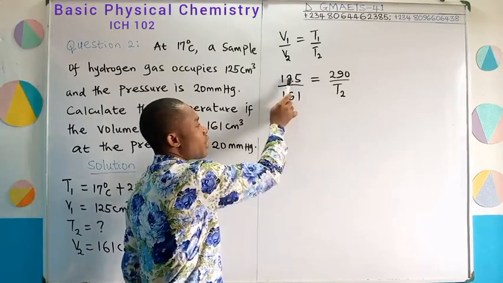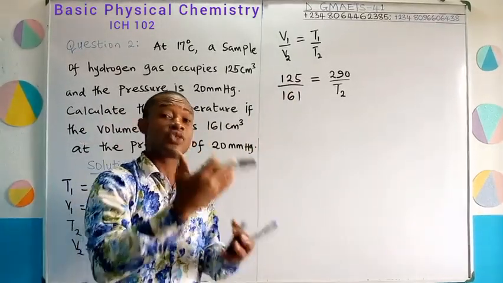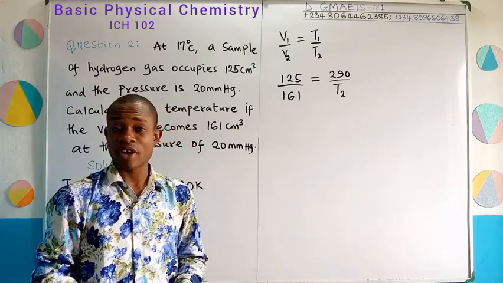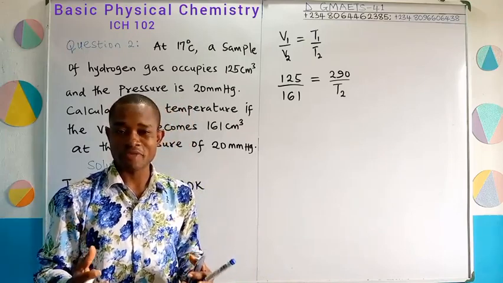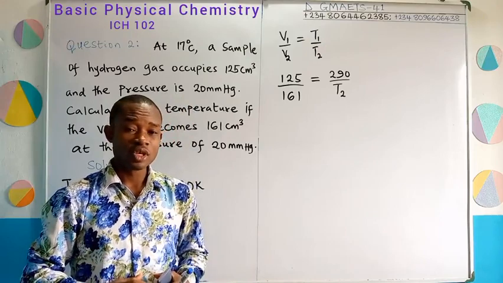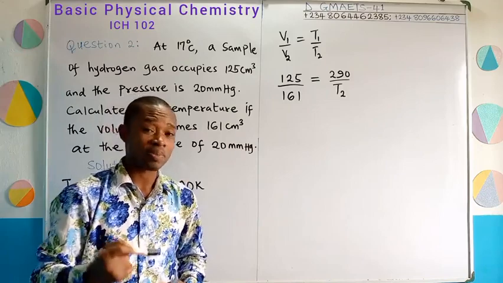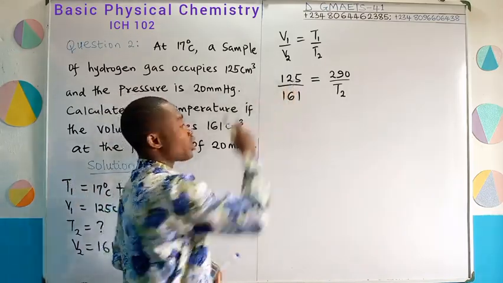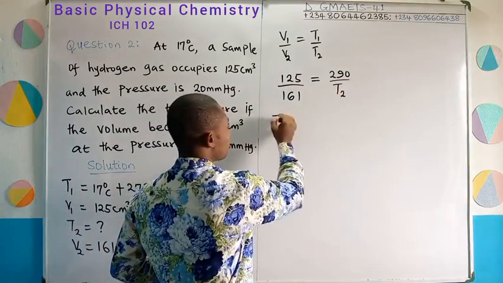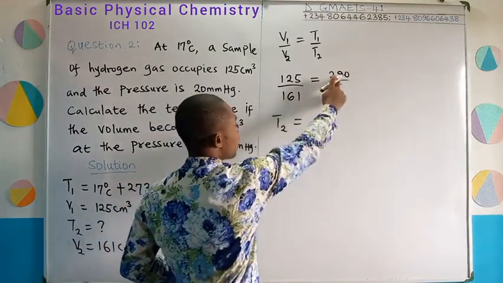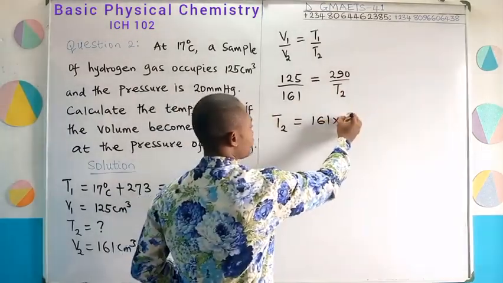Now when T2 multiplies 125, you will get 125 T2, and you are looking for T2, the final temperature. Now it has a coefficient, which is 125. So to get T2, you are meant to divide through by the coefficient of T2, what is multiplying T2, which is 125. So what do I mean? Simply, we can make T2 subject of the formula. It's going to be 161 times 290, and then we'll divide it by 125.